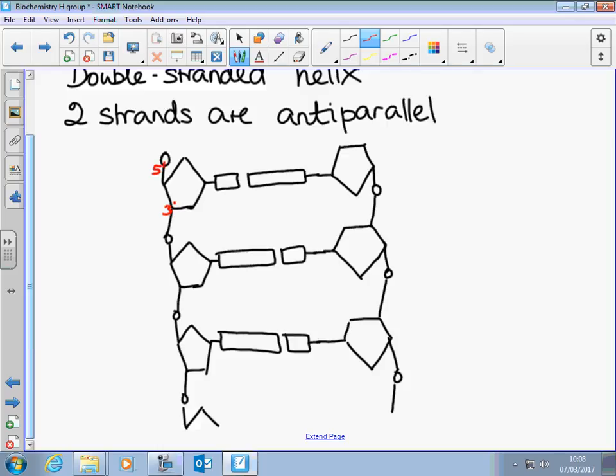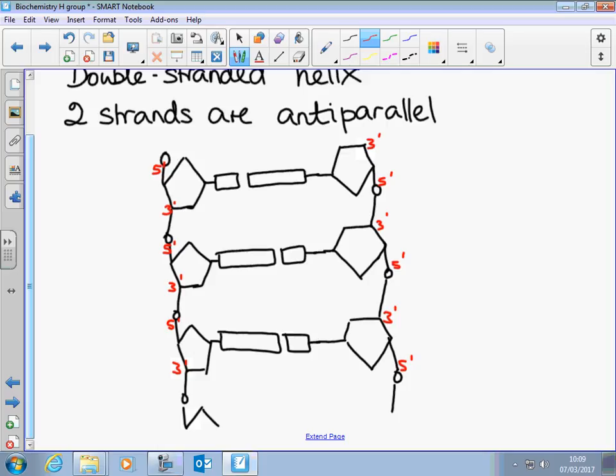So we'd have another 5 there and a 3 there, a 5 there and a 3 there. It's not a dot, it's a little dash. Right, so we just pronounce it prime. But of course over the other side, it's the other way up, isn't it? So we've got a 3' there and a 5' there. 3 there, 5 there. 3 there, 5 there. And this is how we refer to the two strands running anti-parallel.